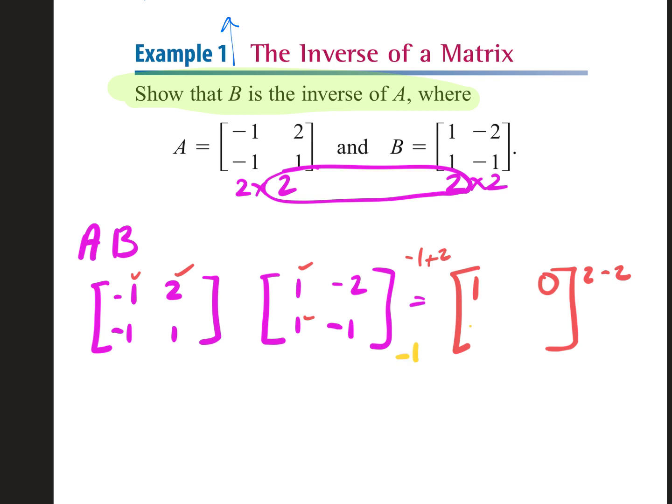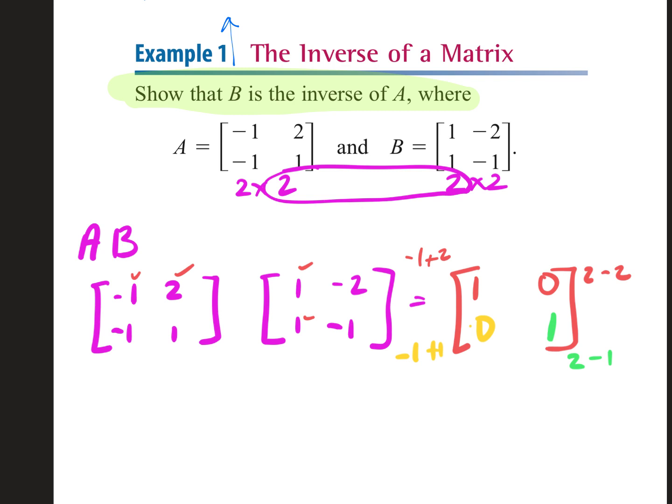Negative 1. And then I have second row, first column. What's 1 times 1? Plus 1. What's negative 1 plus 1? 0. Now I'm going to find bottom right. So second row, second column. What's negative 1 times negative 2? It's going to be 2. And then 1 times negative 1 minus 1. What's 2 minus 1?